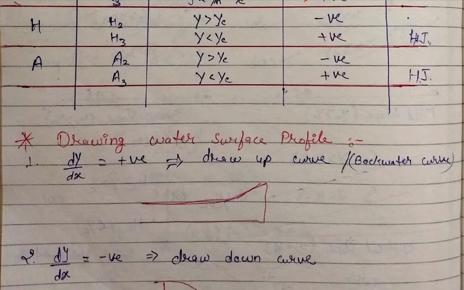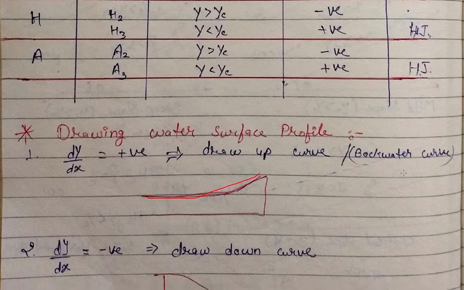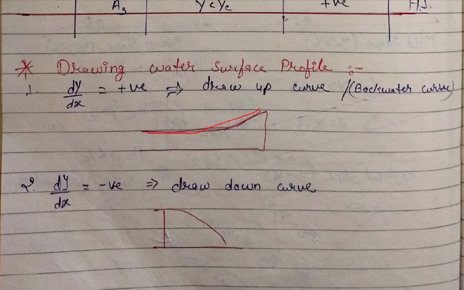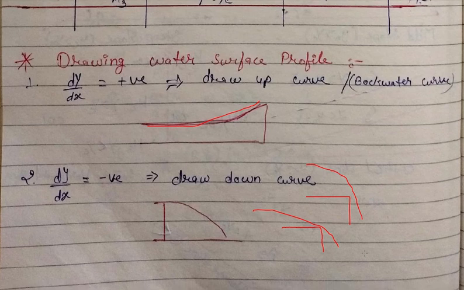Now drawing the water surface profile, so dy/dx is positive, that means a rising curve, that means it shows the upward movement curve or backwater curve, or dy/dx is negative, that means a drawdown curve, that means there is a sudden drop, so it will show the drawdown curve. That means suppose there is a pool and there is a water flow, so it will show a drawdown curve.